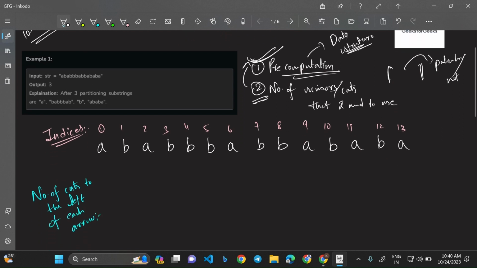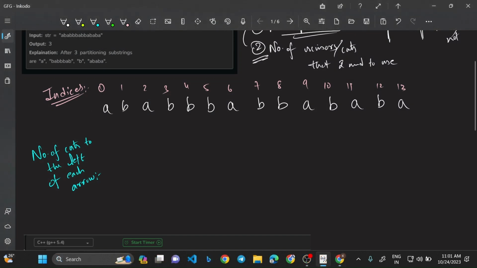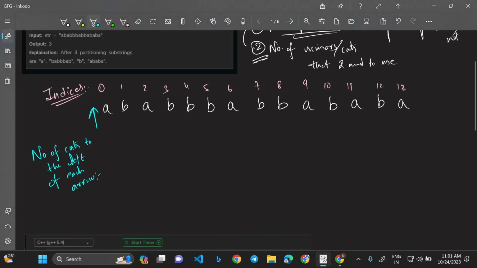Now let us go to this particular thing. All right, so these are the indices and this is the string that has been given. Now let us assume I am at this particular point. What is the length of the substring that I'm dealing with? 0. And remember that if I am interested in making a string into x parts, I need x minus 1 cuts.